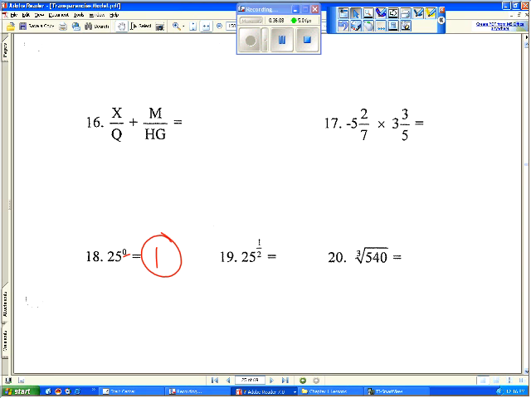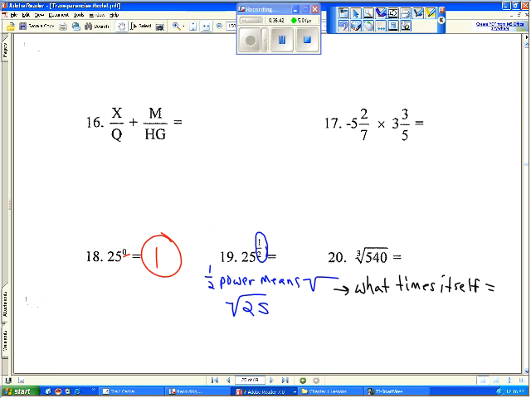All right, half power. What does the half power mean? Square root. So half power means square root, so 25 to the half means square root of 25. Understand that? And what does square root mean? What times itself equals? And if it didn't just hit you what it is, what would you do to find out? It actually tells you on page 15 and 16. You do the prime factorization, and you would see that it is 5 times itself. That gives you 25. Any questions on number 19?